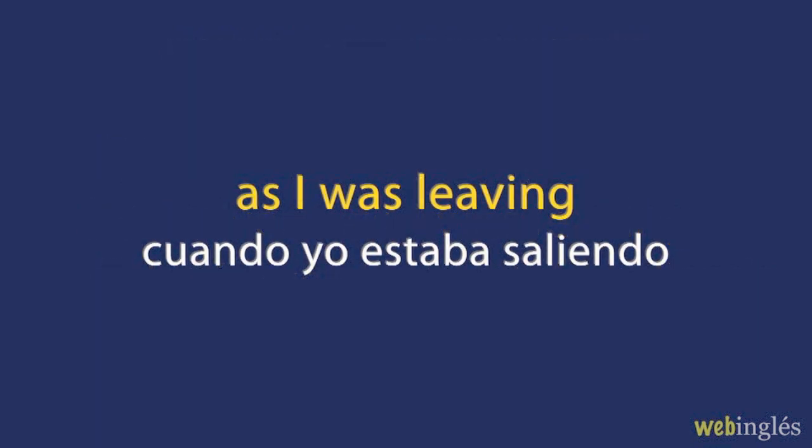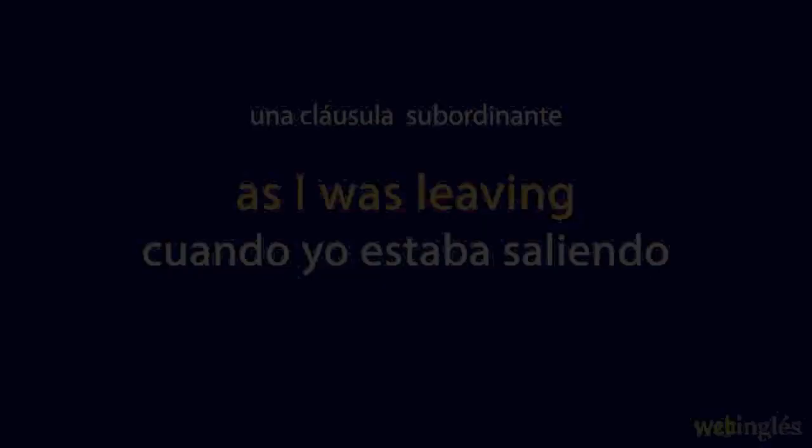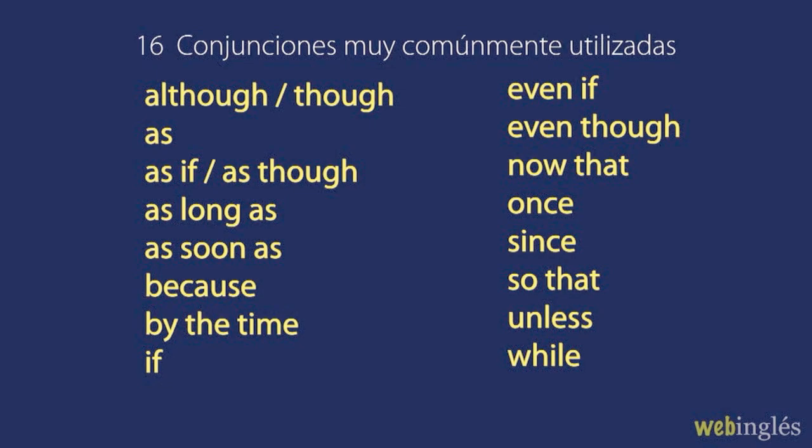Ahora, as I was leaving no tiene sentido completo, porque se nota que falta más información. Al introducir la cláusula con la conjunción as, se vuelve subordinante. Aquí tenemos 16 conjunciones subordinantes muy comúnmente utilizadas. Veamos algunos ejemplos de cómo se utilizan.